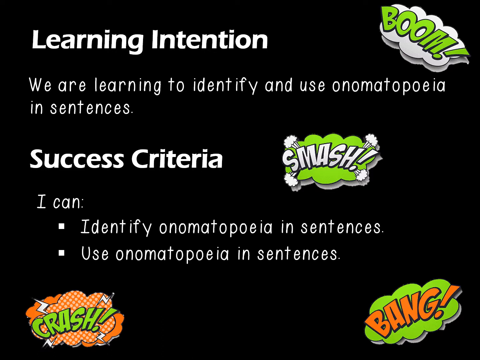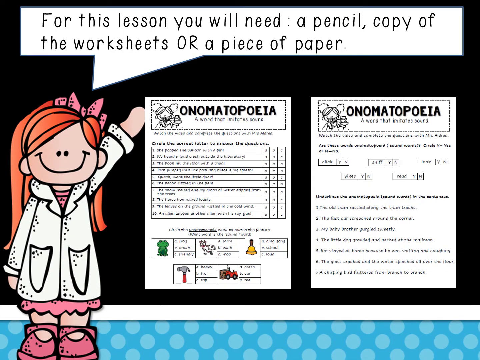Our learning intention: we are learning to identify and use onomatopoeia in sentences. Our success criteria: I can identify onomatopoeia in sentences, and use onomatopoeia in sentences. Before we start, boys and girls, for this lesson you're going to need a pencil and a copy of the worksheets or a piece of paper to record your answers on, because as we go through the video we're going to complete the worksheets together.